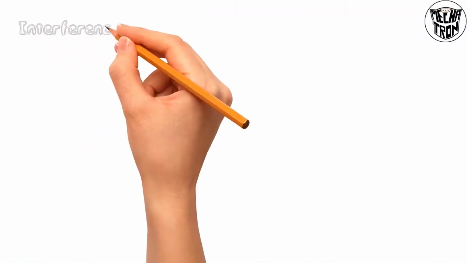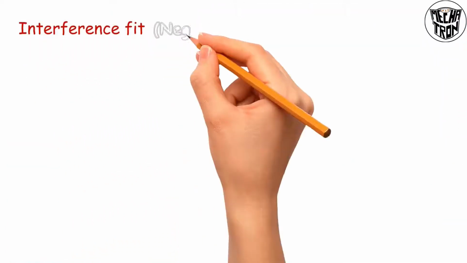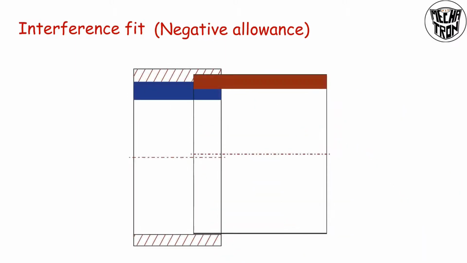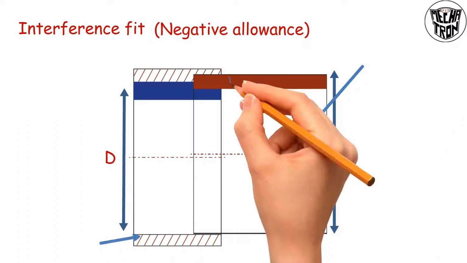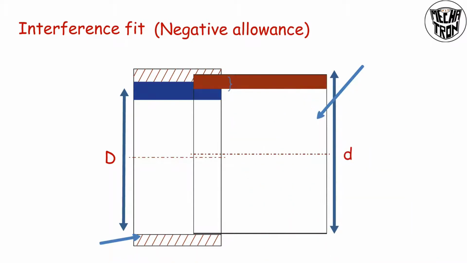Next, interference fit. We already saw this in negative allowance, but once again I will explain it to you. If the shaft diameter is larger than the hole diameter, then it is an interference fit. This interference fit is mainly created so that one part is tightly fixed on another part. You can see here, there is a small distance between this shaft and hole. This distance is for tightly fixing this part in this object.